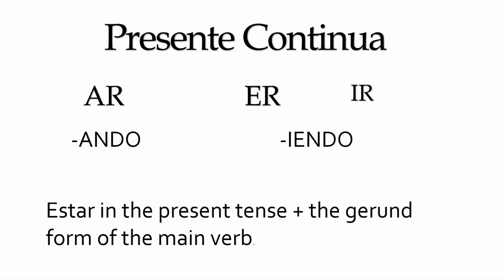The sentence structure of present continuous is estar in the present tense plus the gerund form of the main verb. Estar in the present tense, the conjugation of the estar verb in the present tense, plus the gerund form of the main verb.